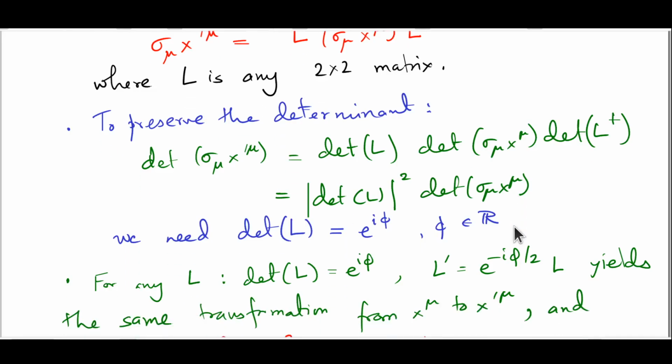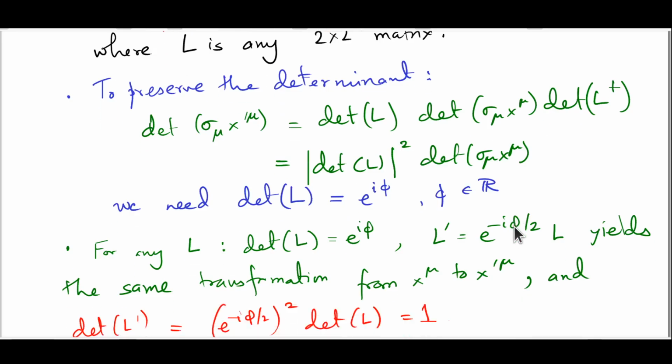And if you do that, this yields exactly the same transformation as L does, because L prime sigma mu x mu L prime dagger has an extra e to the i phi by 2 from the L prime, but it also has an extra e to the minus i phi by 2 from the L prime dagger, and the two phases just cancel each other out. So when we use L prime to carry out the transformation on sigma mu x mu, I end up with exactly the same result.